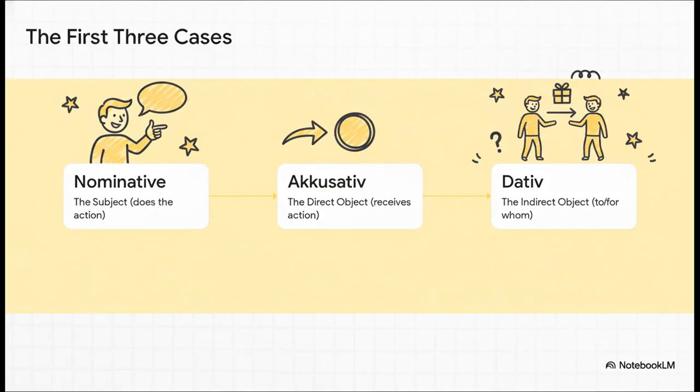Now, this is where the fun really begins. Those little articles, der, die, das, they're not static. They actually change. And they change based on what job the noun is doing in the sentence. We call this a case. Let's just focus on the big 3 for now.